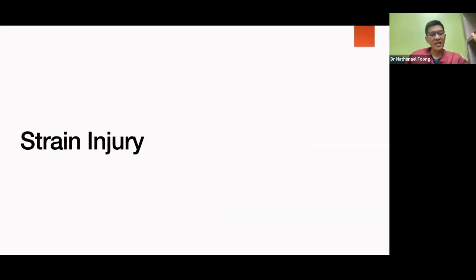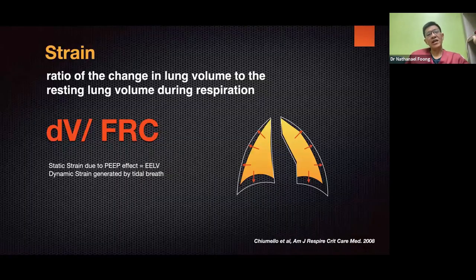What do we mean by strain injury? It's basically a deformation, a change in the lung volume from a resting lung volume to the inspired lung volume. All right. Here we give a formula of a change in volume over the resting volume, as depicted by this diagram. Now, there are basically two types of strain. There's a static strain, which is caused by the PEEP that we put on the patient, which expands the lung to a certain volume, and that's the end expiratory lung volume. And a dynamic strain is basically the one that's generated by the tidal breath, with each breath that the patient breathes or is given.